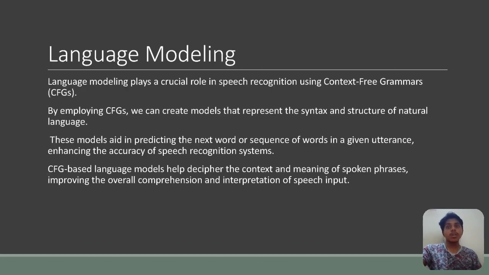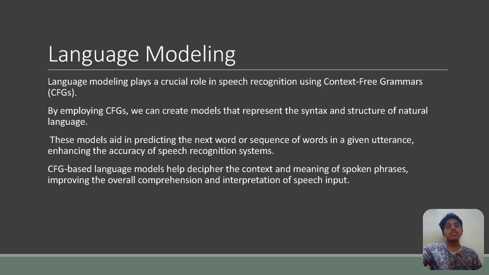Language modeling. One of the key applications of CFG in speech recognition is in language modeling. By incorporating the CFG rules into language models, speech recognition systems can better predict the most likely sequence of words given the input speech signal. This helps improve the accuracy of speech recognition by constraining the set of possible interpretations and reducing ambiguity.